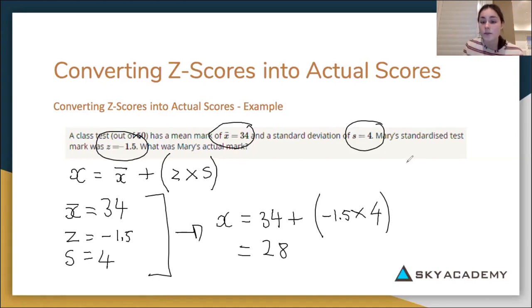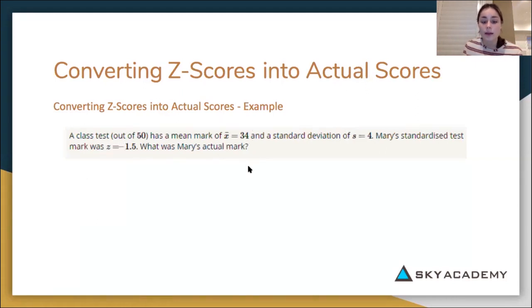So a mark of 28 out of 50 was not great. She just passed, but it is below the average. And we can check that because it's a negative, which means it's below the mean. And the mean is just the average. Let's do another question.